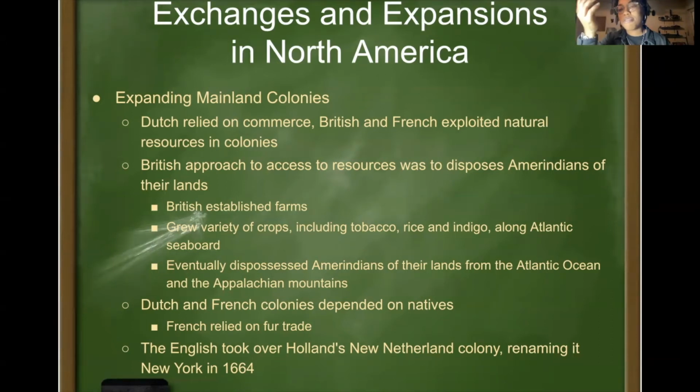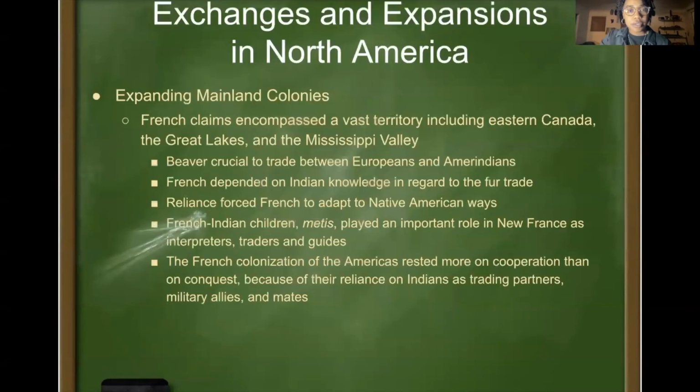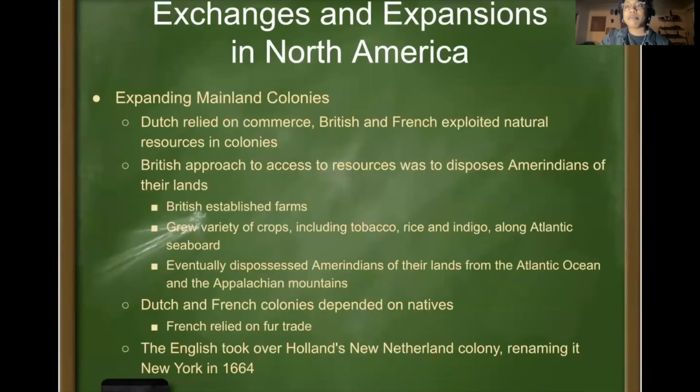They're going to marry in with the natives, excuse me, the French will marry in with the natives. They're going to do a lot of intermixing in ways that the British would never think to do. They're also going to rely on the fur trade, which is definitely heavily influenced by Native Americans. It talks about all that stuff coming up.